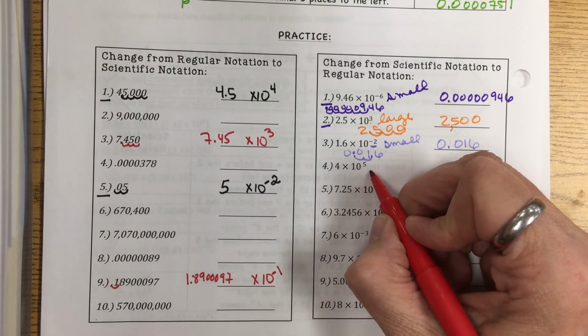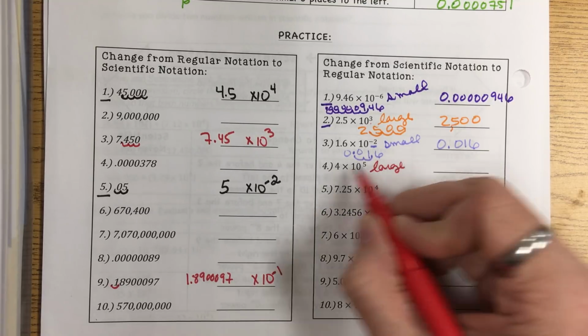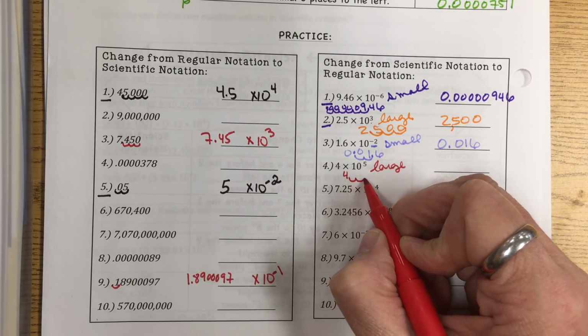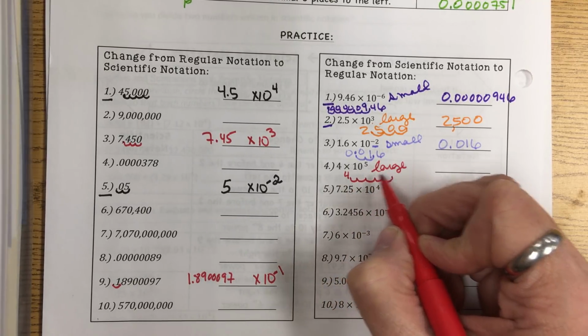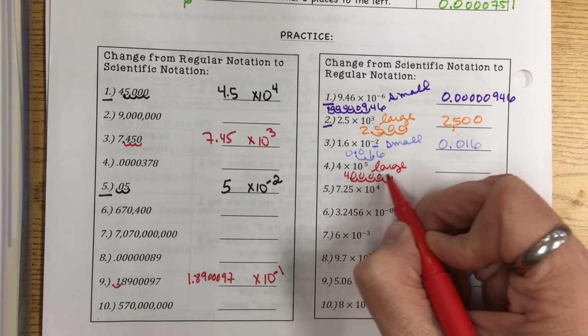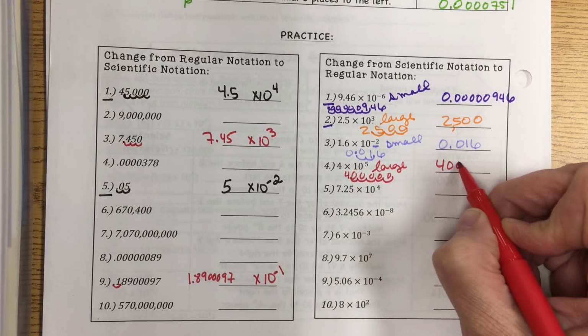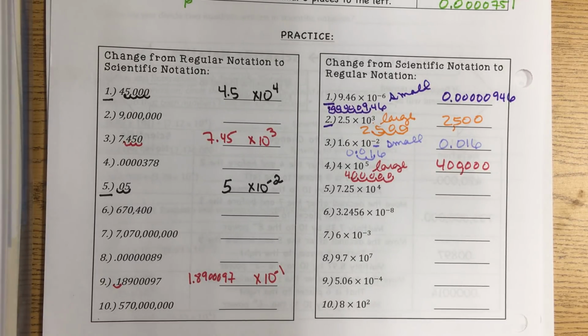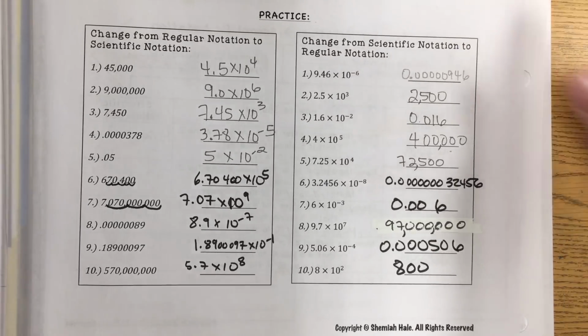Positive exponent, so that means it's a large number, so it's larger than 4. So I'm going to move this over 1, 2, 3, 4, 5. And I have 400,000. Okay, go ahead and do the rest of those. And here should be your answers.